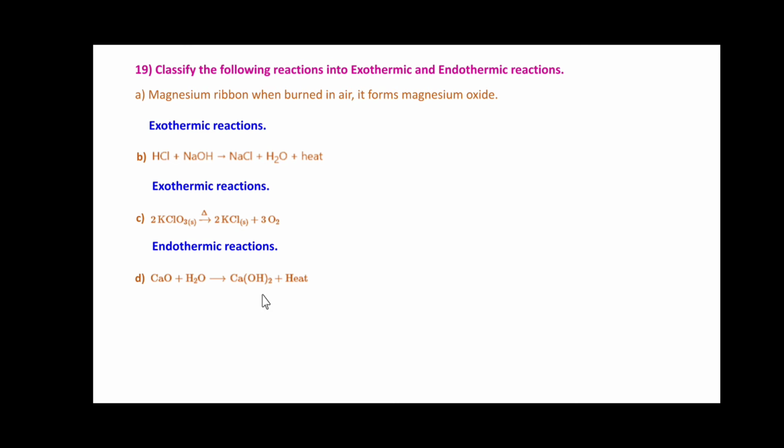CaO plus H2O gives you Ca(OH)2 plus heat. It is an exothermic reaction. CaCO3 on application of heat gives you CaO plus CO2. It is an endothermic reaction. Next, distinguish between direct current and alternating current.